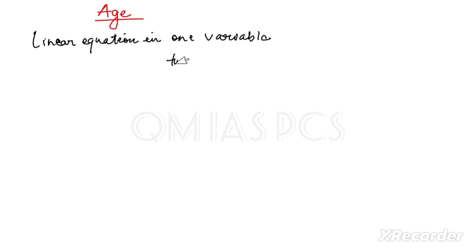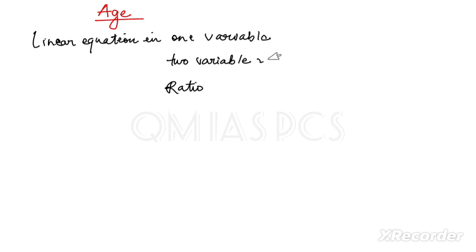We have to understand what is a linear equation in one variable, then linear equation in two variables. I know you know these things, and one more thing, ratio. So three things we have to include while solving this type of question from age. These topics are from I think class 9th or 10th.